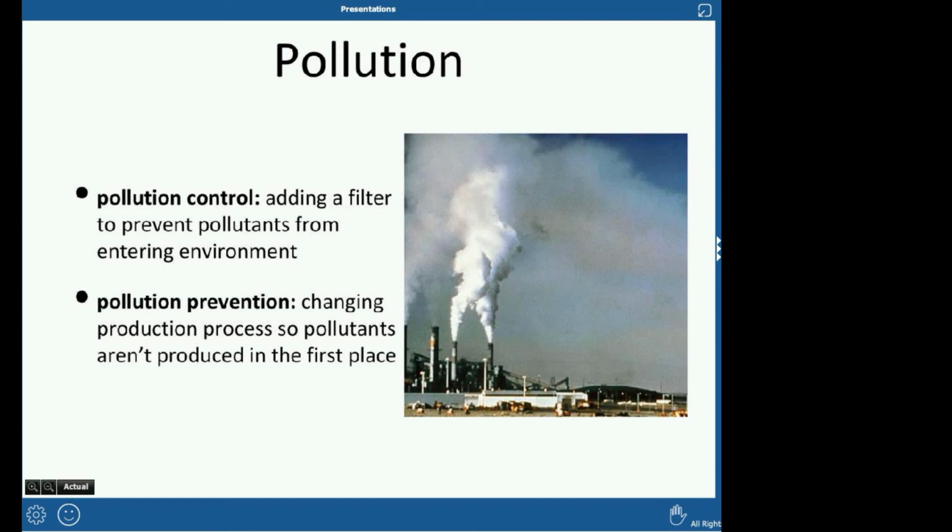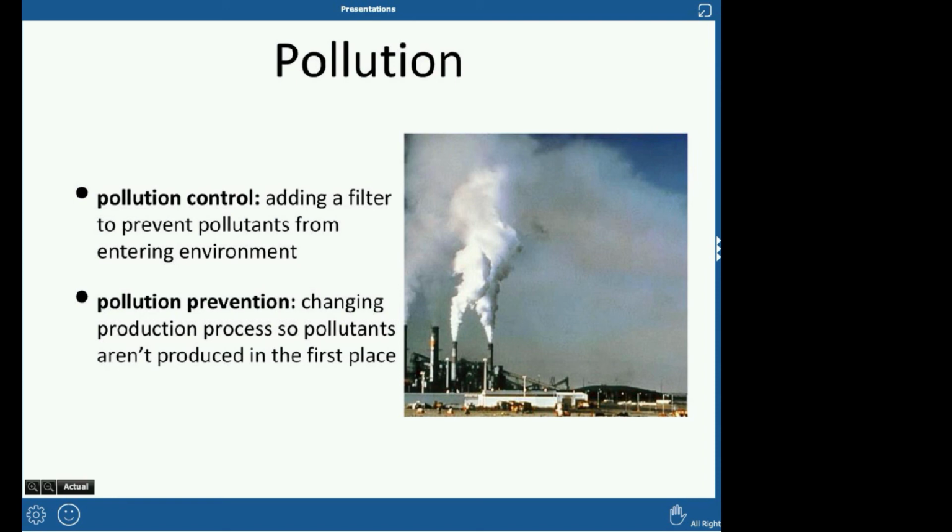There are some other ways that we can control pollution. We can add a filter to a smokestack or something like that, and that easily prevents pollutants from entering the environment. It's a cheap way to do it. You can still use all your chemicals that you're already using. You can just add the little filter, and it protects the environment. It's a cheap way to protect the environment.